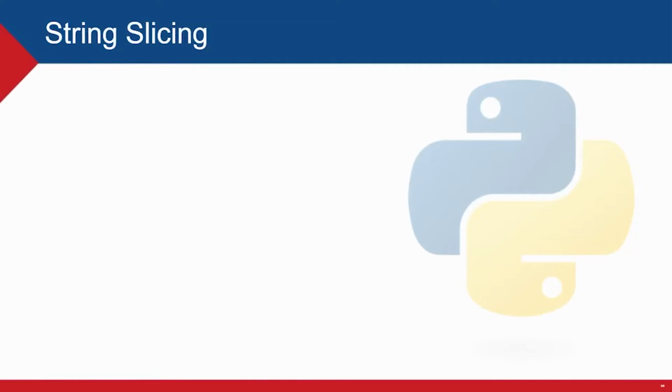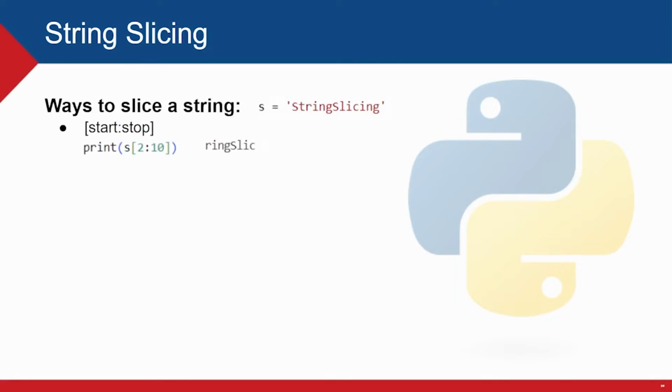Let's go deeper into string by seeing how to slice a string. So string slicing is about obtaining a substring from the given string by slicing it respectively from start to end. And there are 5 ways to slice a string. First is from start to stop. So this will get you a substring with character from start to stop minus 1.